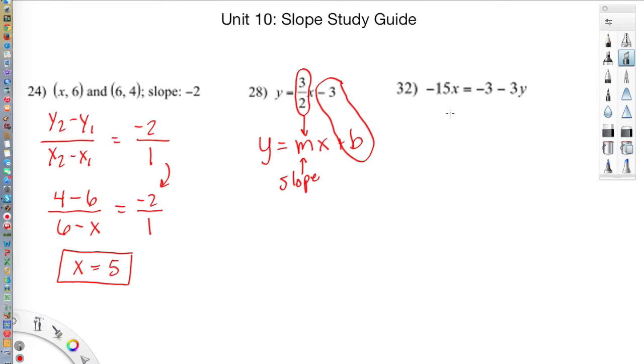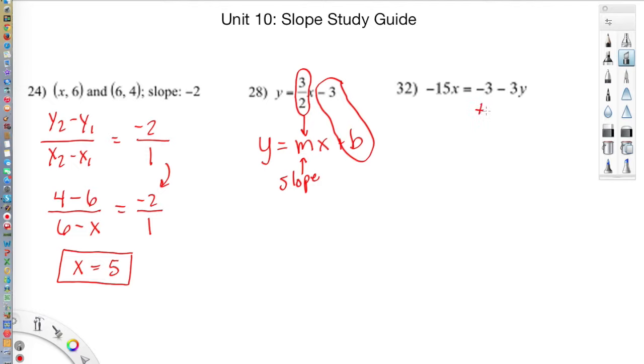Number 32, we are supposed to do the same thing, but they weren't as kind to leave this in order, so we're going to have to do some rearranging here. We have to get this in y-intercept form, because if you just circle negative 15, that is not the slope, and just assume that negative 3 is going to be your y-intercept. And let's see why, because we need to solve for y. That's how we need to get it in y is equal to mx plus b. Right now I got a negative 3 and some extra junk I need to get rid of.